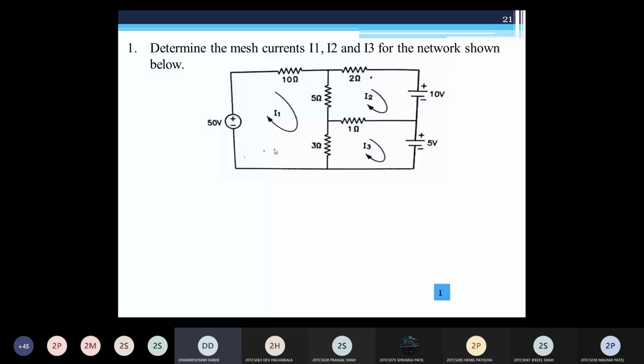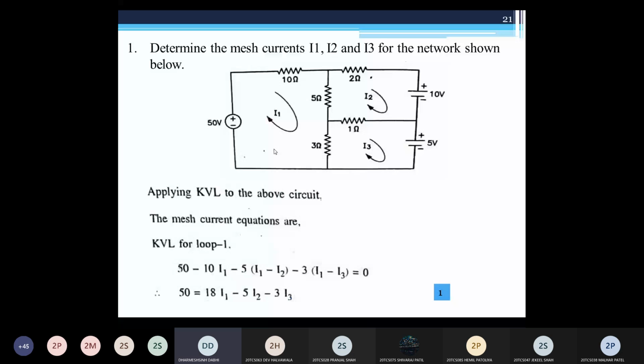So for the first mesh, you can see here I apply the KVL for loop 1, mesh 1. So here we have a voltage source which has a value 15 volt. Here we move from negative to positive, so we consider it as positive. Clear? And here this voltage drop becomes across this 10 ohm resistance. So here we consider it as a minus. So it is minus 10 into I1.